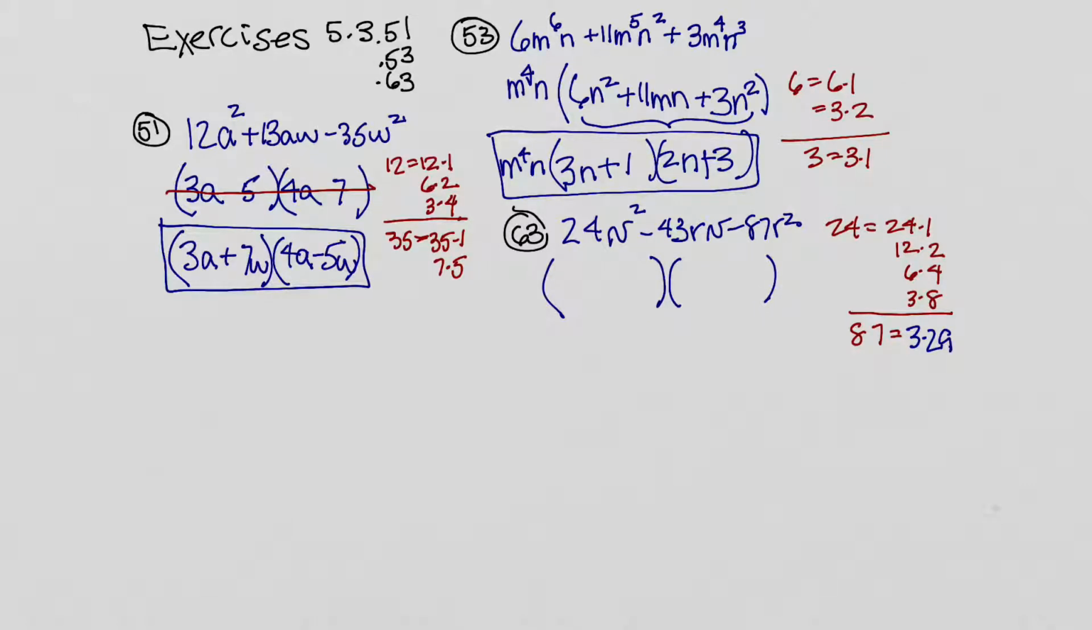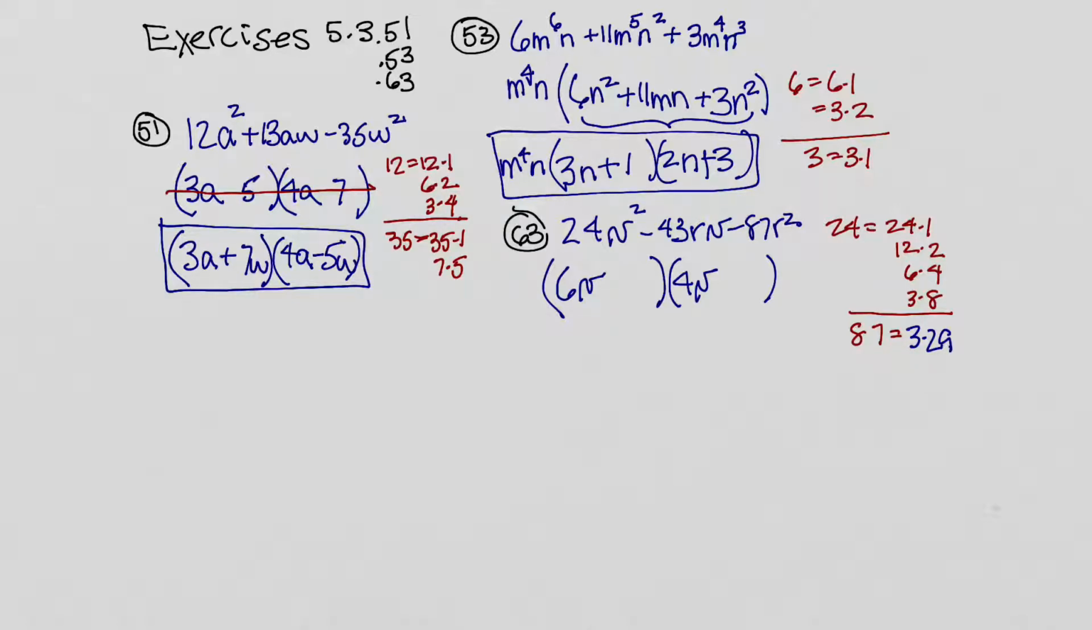So let's give this a go here. What I'm going to try is to pair this closest together. I'm going to go with the 6 and the 4, just because it's closest together. Maybe it'll work, maybe not. I hope it does. So we'll get 6v, 4v. Then I have to go with the 3 and the 29 because I think that's the only way it can work.